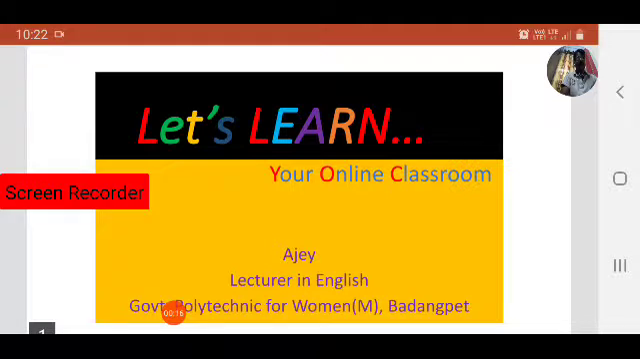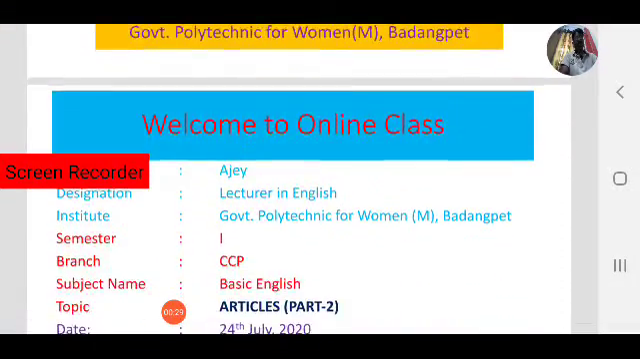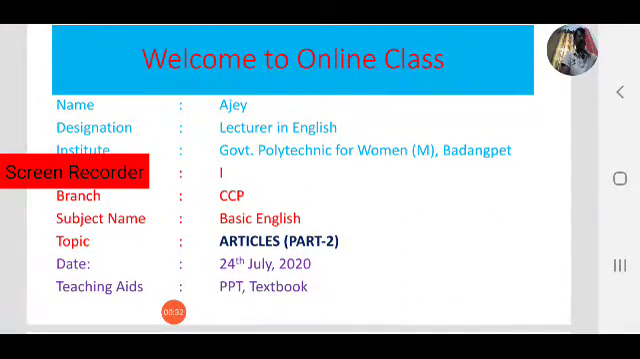Before we begin today's class, let us take a few minutes to quickly revise what we have learned in the last session. What did we discuss in the last session? Yes, we focused on articles, one of the important grammar topics in English. What are articles? What do they do? What are the different kinds of articles? Yes, we have discussed all about articles in the previous session.